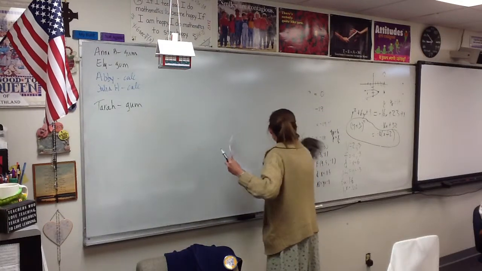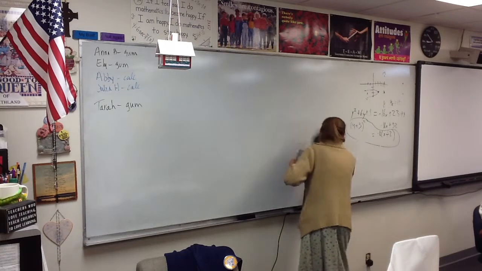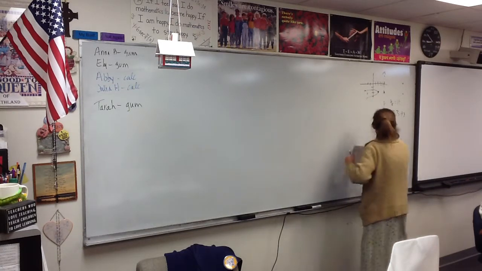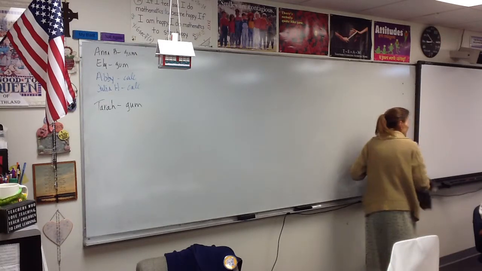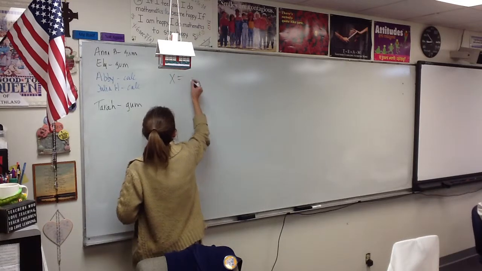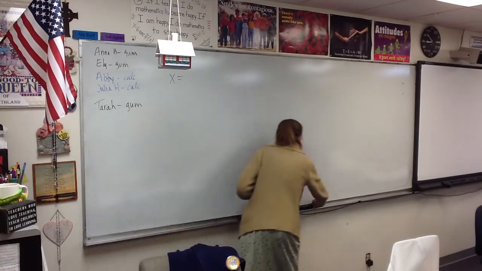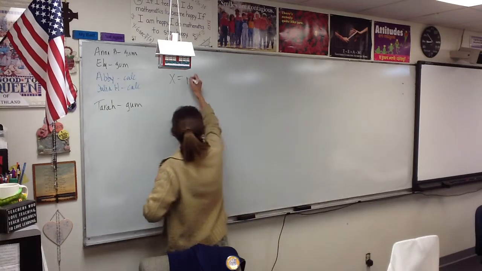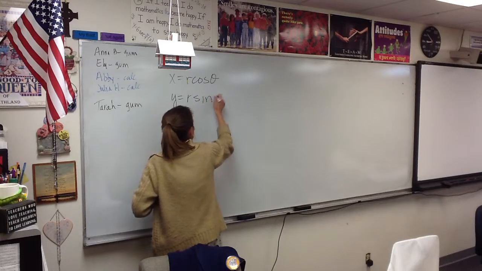Now, kids, what does that mean I am looking for? X and Y. How do I find X and Y? X equals, I heard somebody say it, very good. X equals R cosine theta, and Y equals R sine theta.